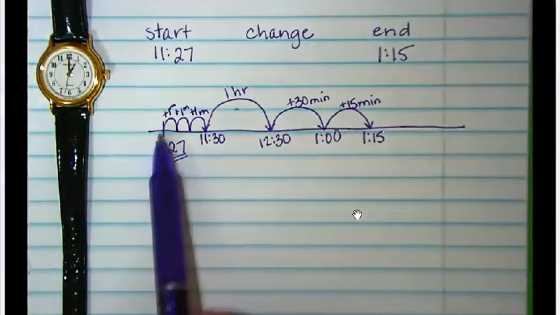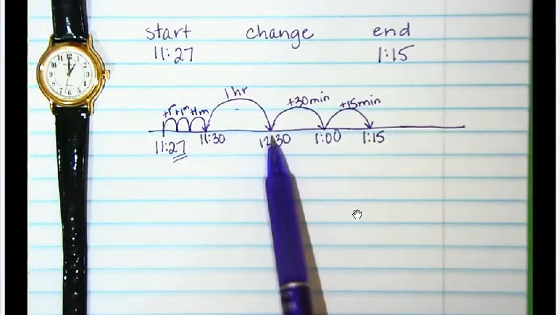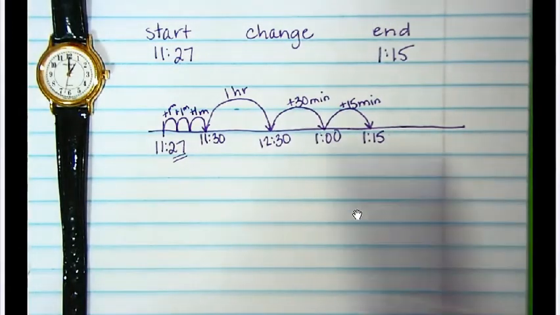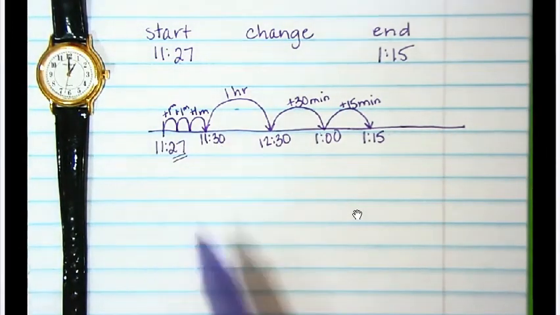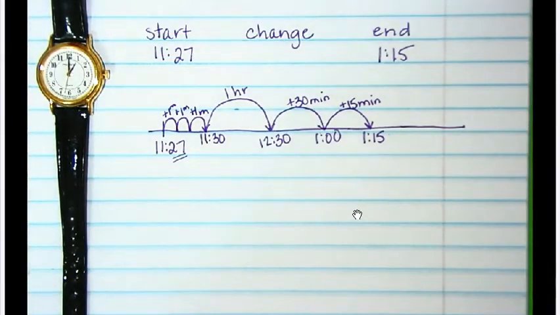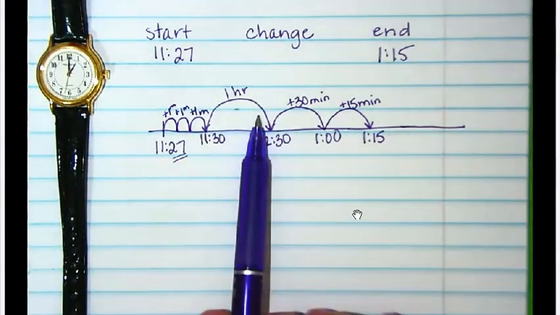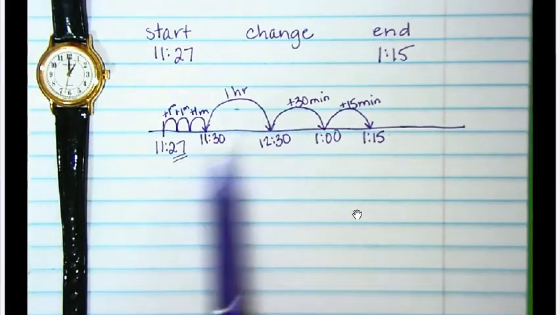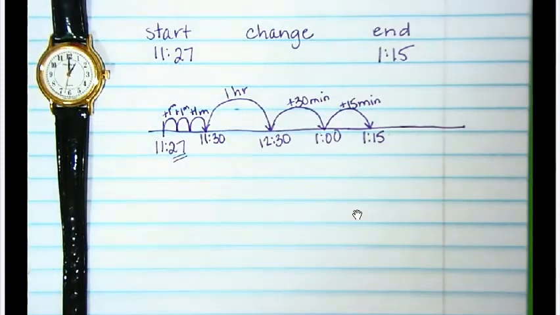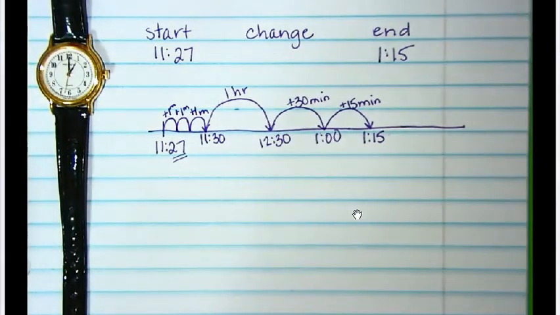Now, could I do the 3 minutes, jump that hour, and then add on? Absolutely. Could I have added the hour, 11:27 to 12:27, and then jumped on? Yes. Either one is fine. If I wanted to do the hour first, absolutely. If I wanted to keep going until I got from 11:30 to 12:15 and then add an hour, absolutely. I just find this is easier to do, okay, in this order.